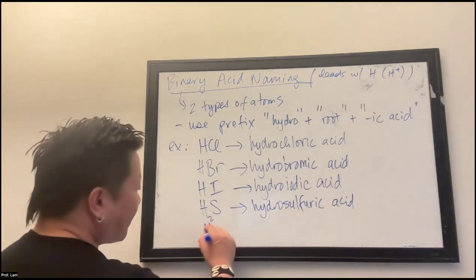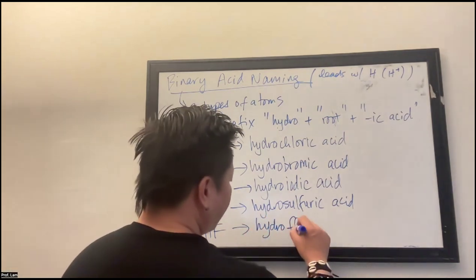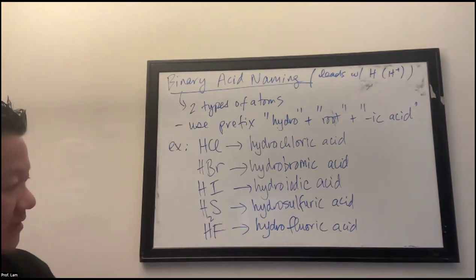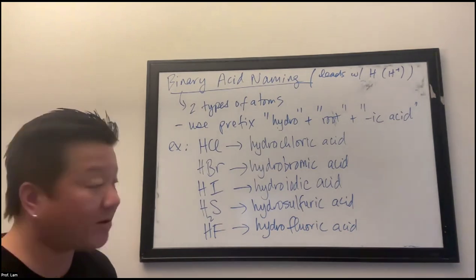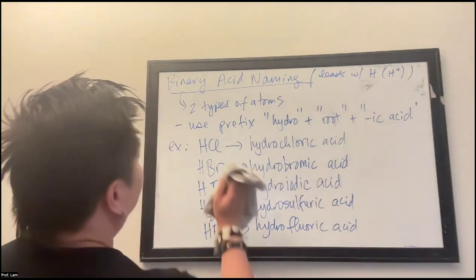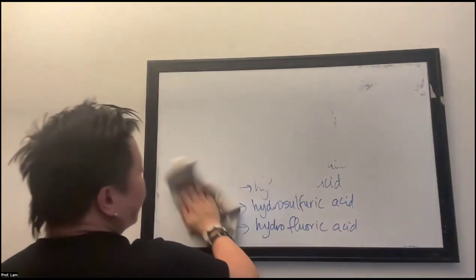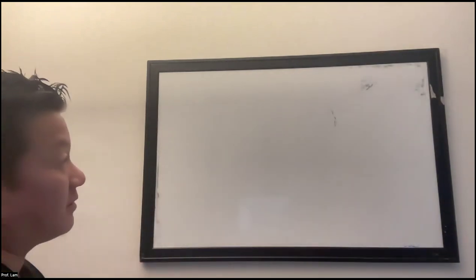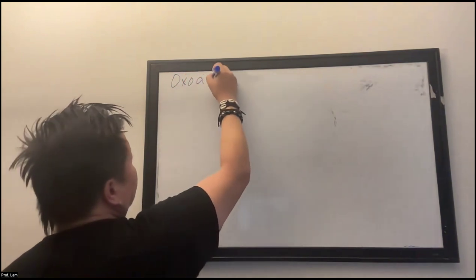See what else? HF, one more. Hydrofluoric acid. Fluorine turns into fluor. All right, that's it. That's all there is to binary acid naming. Let's go to our last quadrant. We're going to do oxo acids.